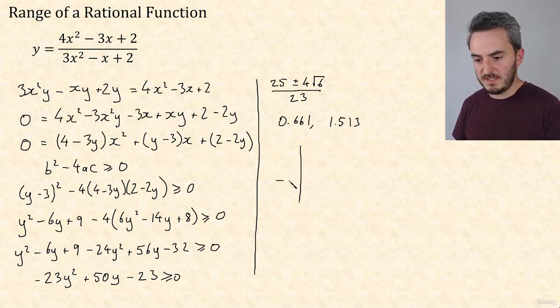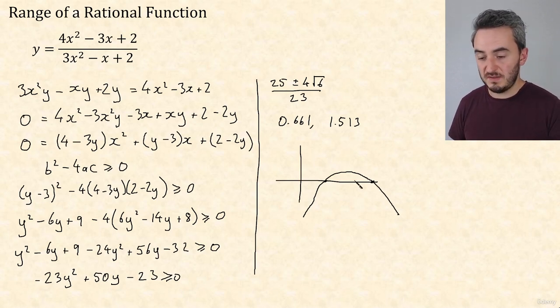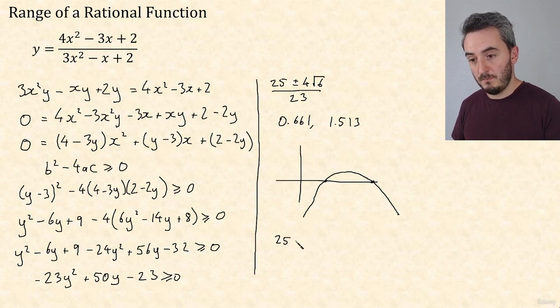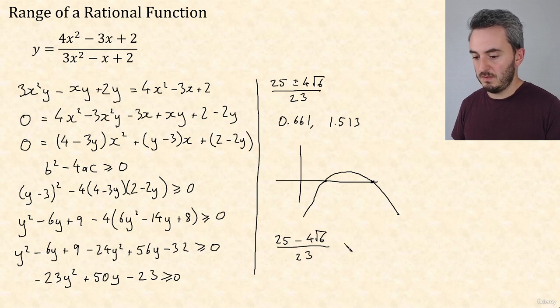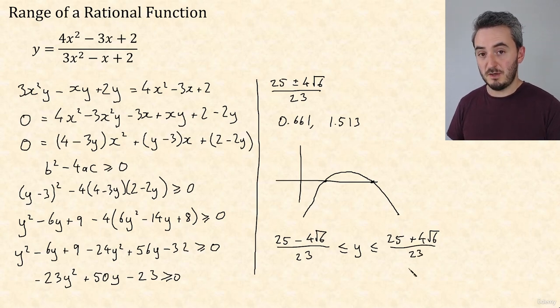So we had a negative quadratic in y that needed to be greater than 0. So negative quadratic, so here's 0.6, here's 1.5, negative quadratic greater than 0, so it's going to be between these 2 points. So the answer in exact terms is 25 minus 4 root 6 over 23 needs to be less than or equal to y, which should be less than or equal to 25 plus 4 root 6 over 23. And so that is the range of this function.